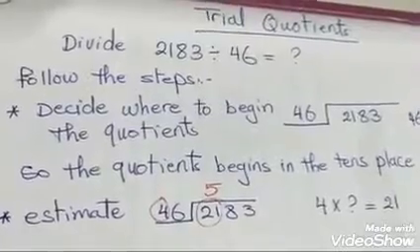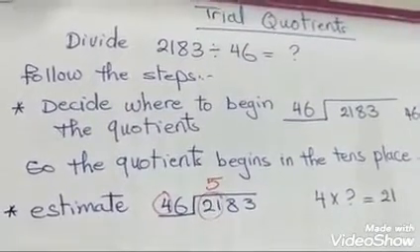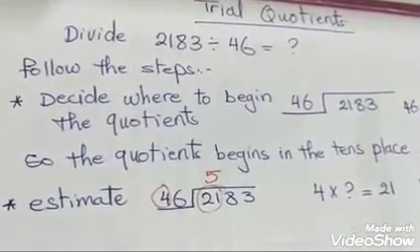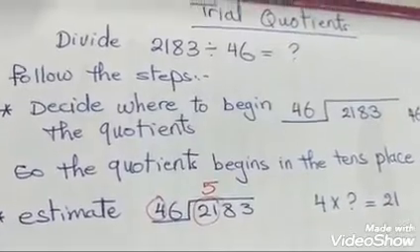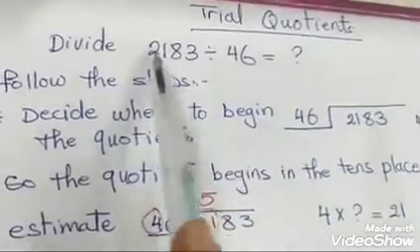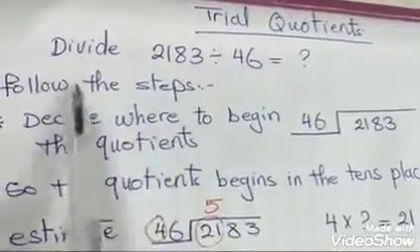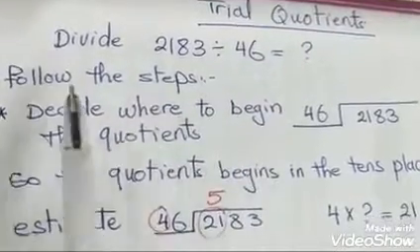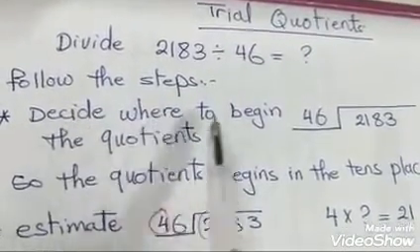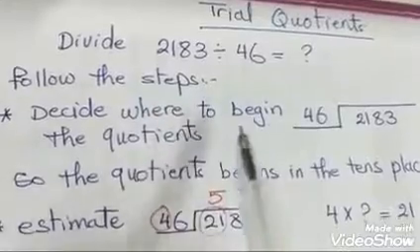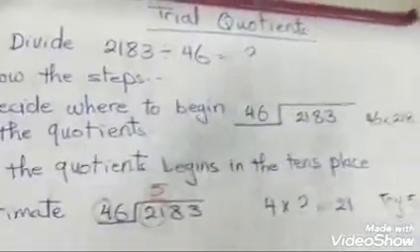This is for multiplication. Now for division, I have to make trial quotients. Okay, if I say 2183 divided by 46, I have to follow these steps. First, decide where to begin the quotient. Okay, now I have to look here.